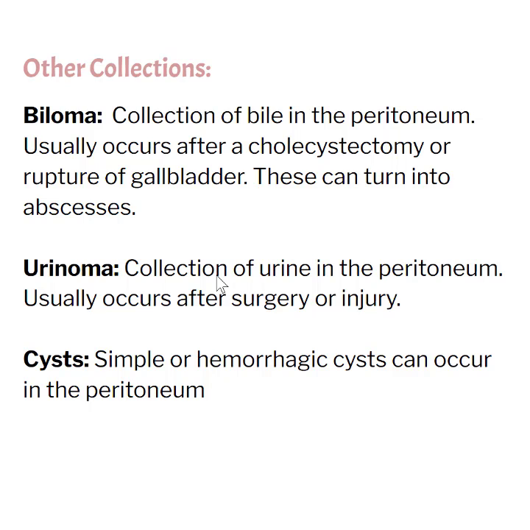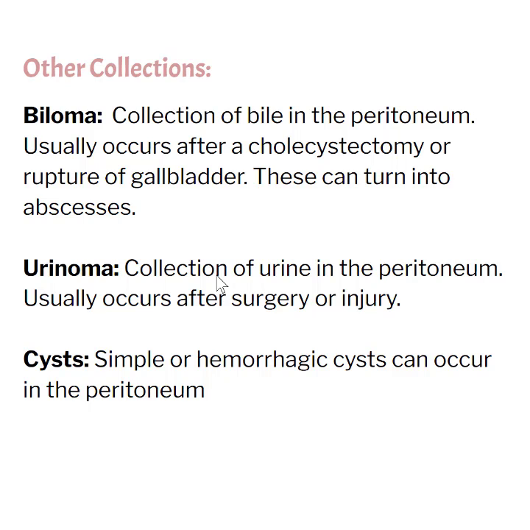Lastly, we do have some other collections that can form within the peritoneum that have special names for them. A biloma is a collection of bile in the peritoneum. Often what will happen is the patient will undergo a cholecystectomy. They might not section off all of the bile ducts, and so that bile just keeps leaking into the peritoneum. Well, the body doesn't want that, so it walls it off, and what you end up getting is a cystic-like area filled with bile.